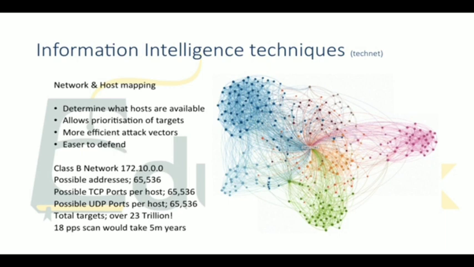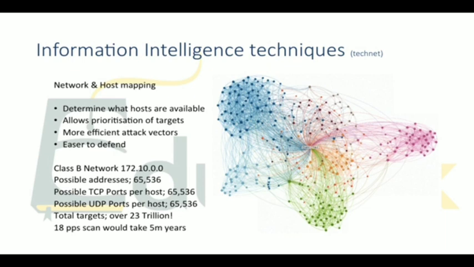In some sense, the odds are in the analyst's favour. We have a lot of targets out there. As you can see, if you look at the Class B network, there's quite a few. So if you take that example on the 172.10.0.0, the amount of possible addresses is 65,536. There's also 65,536 TCP ports and the same amount of UDP ports as well. That means that the attacker has in excess of about 23 trillion possible targets.